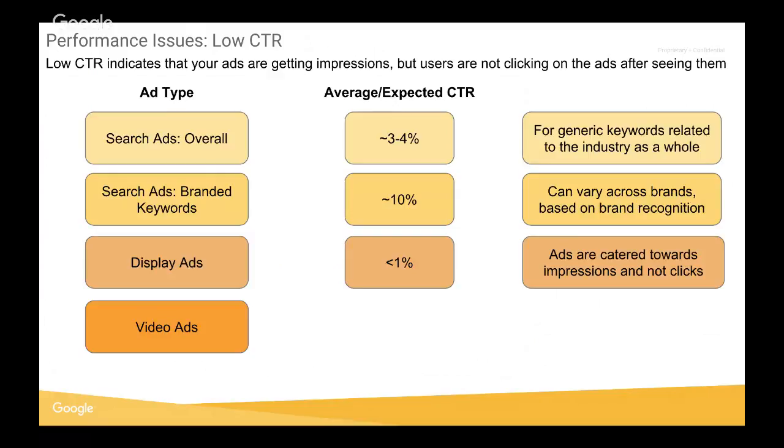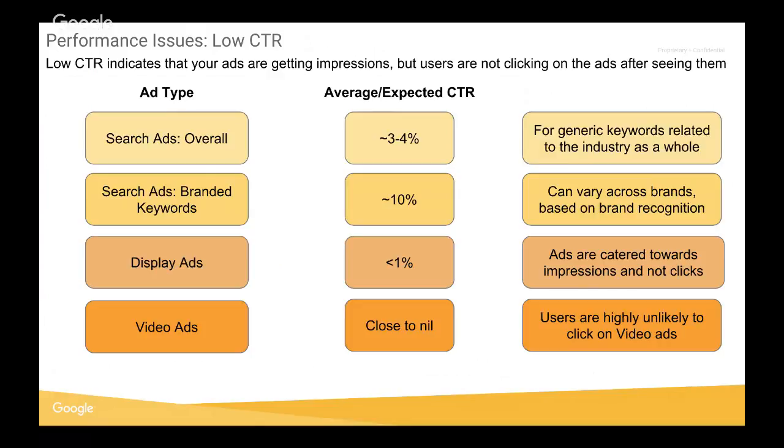Display ads, sometimes we see less than 1% CTR, or even 1%. If I do see 1%, I would say that's generally a healthy CTR for display. This is because display ads are catered towards impressions and not clicks. Display ads are about branding. So I often think it's not a good way to look at display ads if you look at the CTR only and base your optimization on CTR, because they're not intended for clicks. They're intended for impressions. And video ads, close to nil.